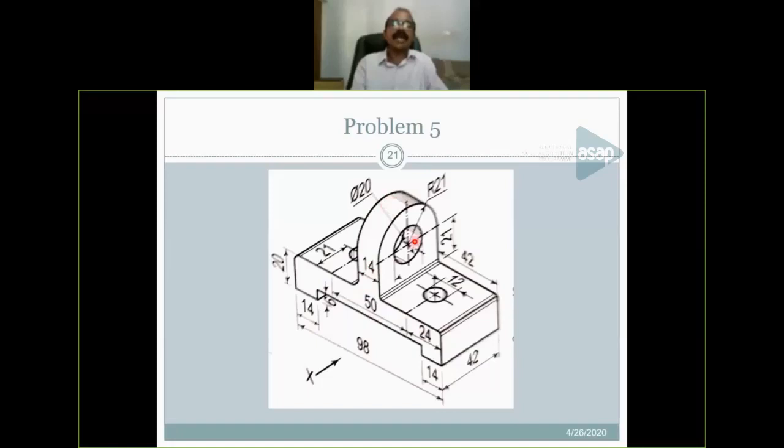All dimensions are marked in this figure. Here, this portion will have a cylindrical hole. That also you have to represent in the elevation by means of a dotted line. And the center of the circle also you have to notate by drawing a central line: dash, dot, dash.